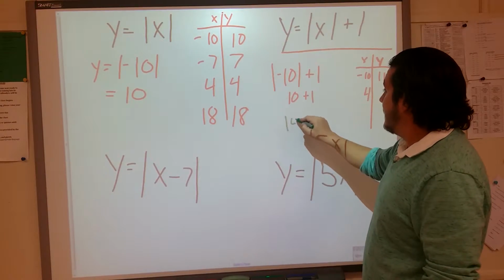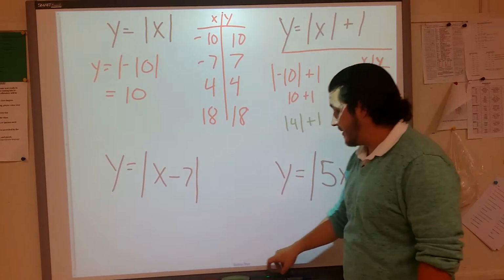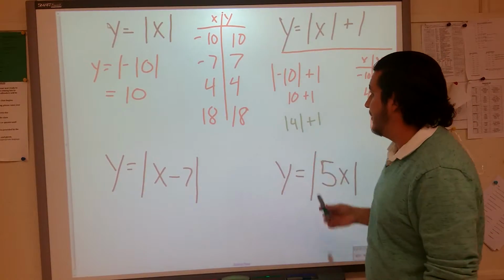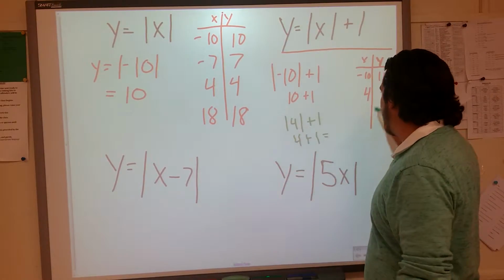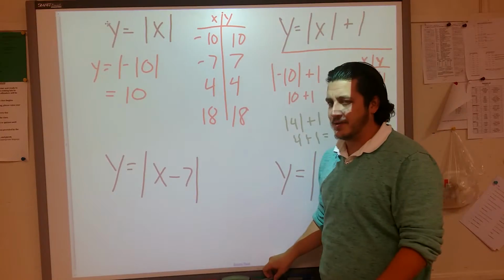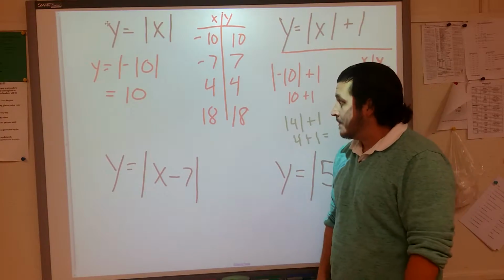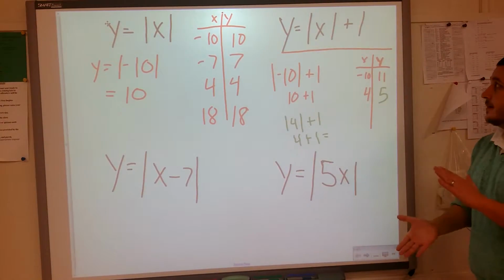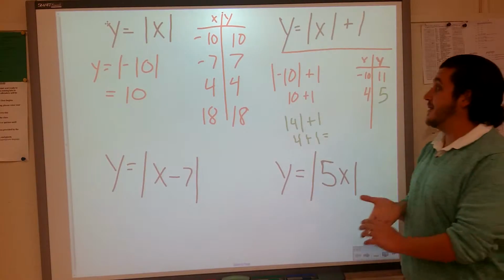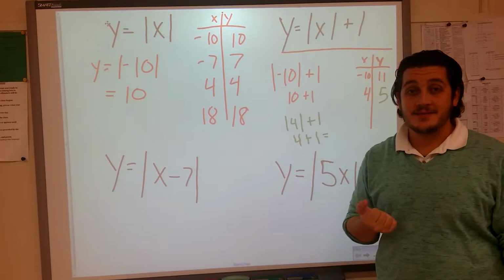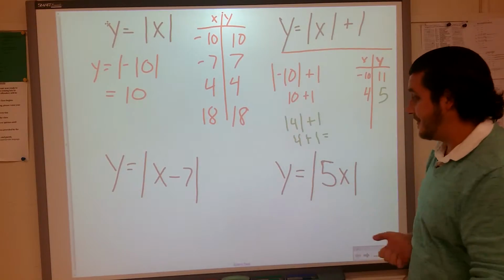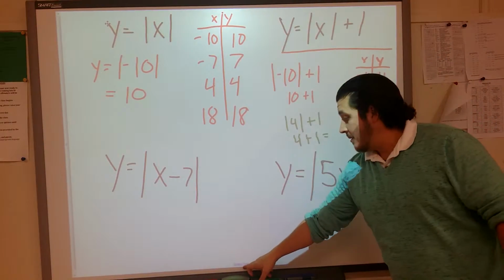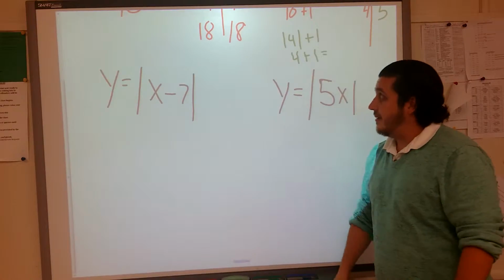Absolute value of 4 plus 1. What's the absolute value of 4? It's 4. 4 plus 1 is 5. Woo! You guys are killing it right now. So nothing changes here. All we're really doing is adding 1 to the number in the end. We don't add it to the negative; the negative becomes a positive, then we add 1 to it. Extend this page just a little bit.